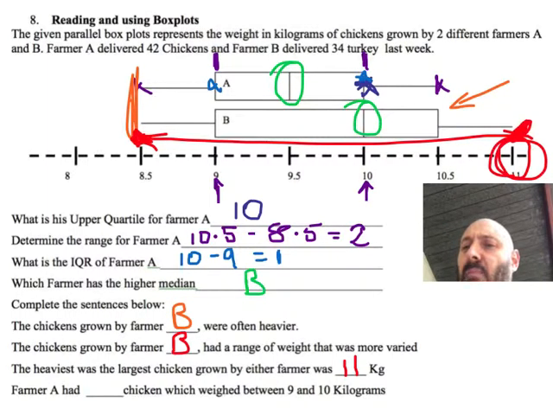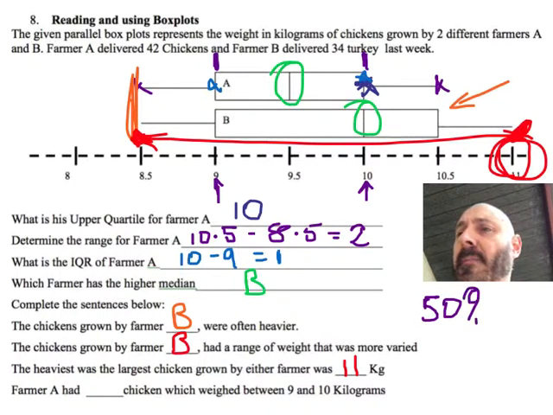What one had more varied range of weight? Well, again, I reckon Farmer B goes from down here all the way out there. So I reckon that that's a much bigger range. So I'm going to go for Farmer B.